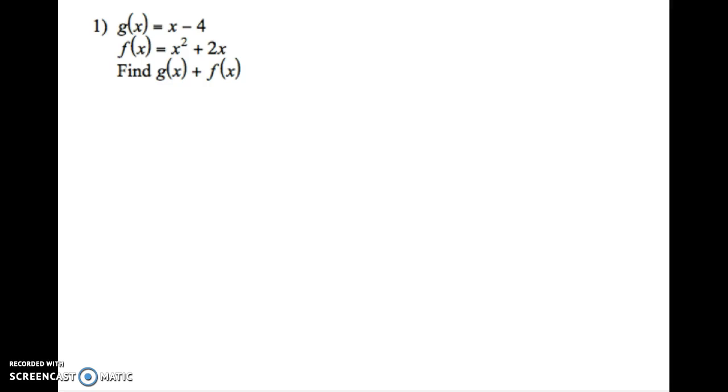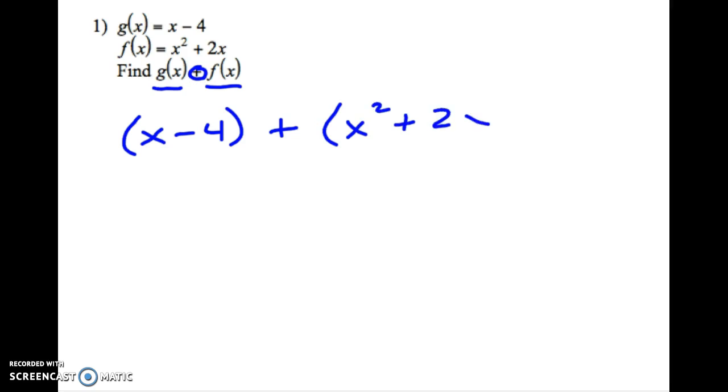If we look at the first example here, basically what is going to happen is we're going to take the g equation and we're going to add it to the f equation. So simply put, we write the g equation down. We're going to add it to what the f equation is.